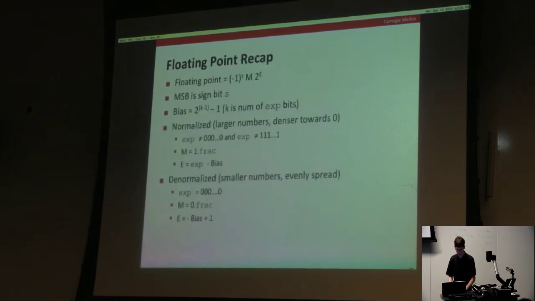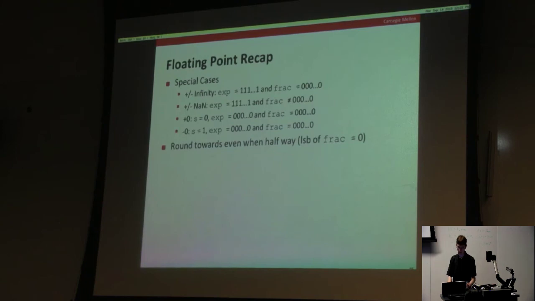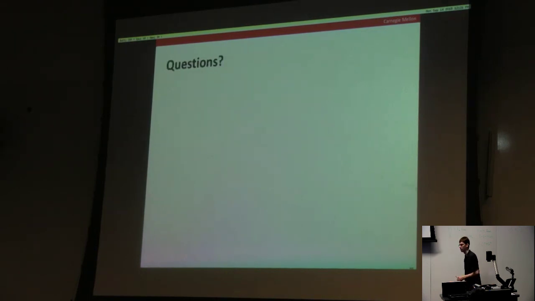Okay, so here's a recap of what we talked about. Same stuff I wrote on the board. Formula for floating points. Most significant bit is the sign bit. The bias. Normalized is when the exponent is not all zeros or not all ones. Denormalized is when the exponent is all zeros. If the exponent is all ones, that's one of the special cases. Normalized, we've got 1 point frac and exponent minus bias. Denormalized, we've got 0 point frac and negative bias plus 1. And then here are the special cases. We've got plus and minus infinity, not a number. And then you've got positive and negative 0. Always round towards 0. So any questions before we're out of time?